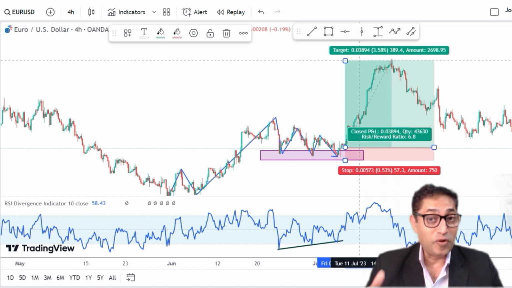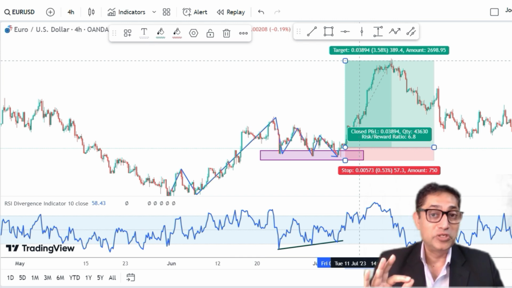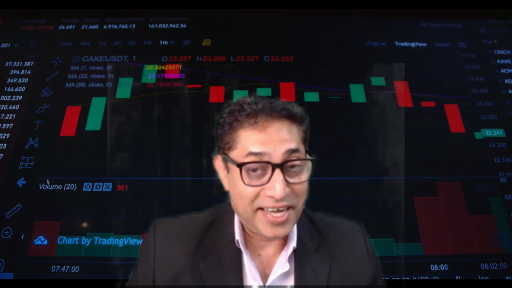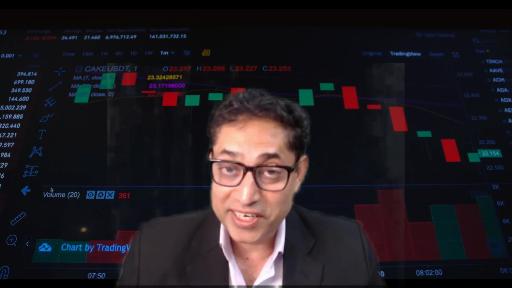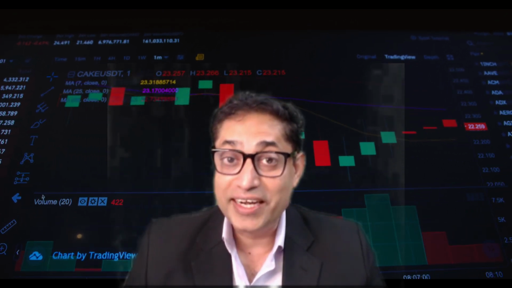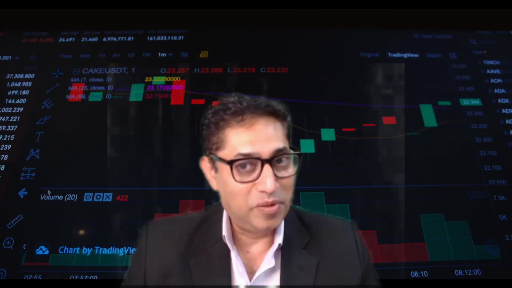And when you look at all these four parameters, the trend, the double top, double bottom, the RSI divergence, and the candlestick patterns, your win ratio will surely be above 60%. Now, friends, I hope that this explanation has made it very, very clear how you are going to identify a double top and a double bottom.